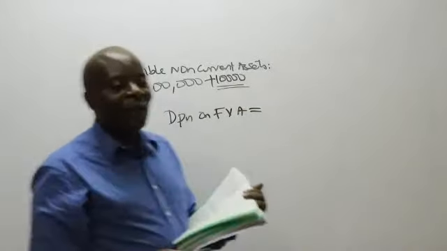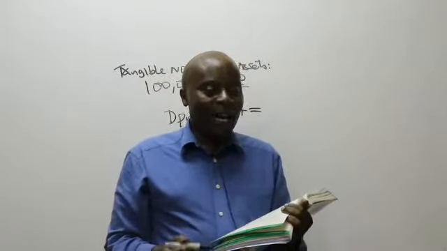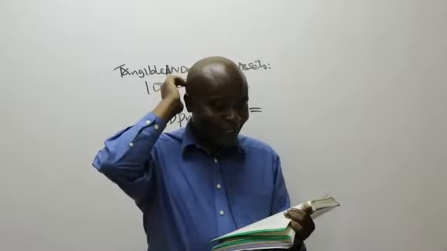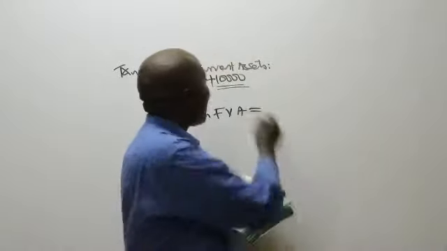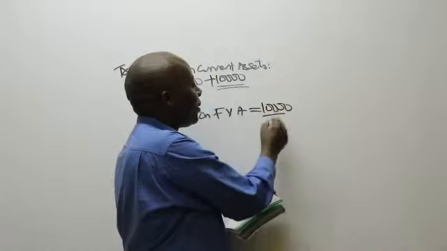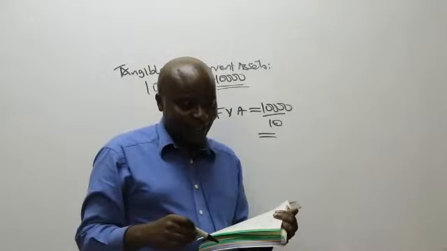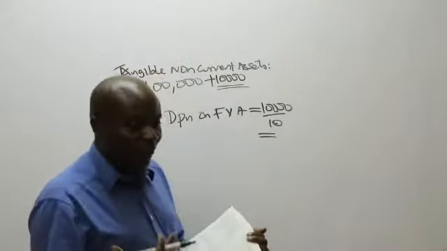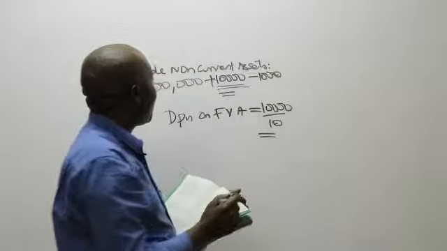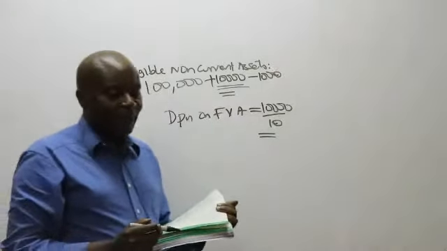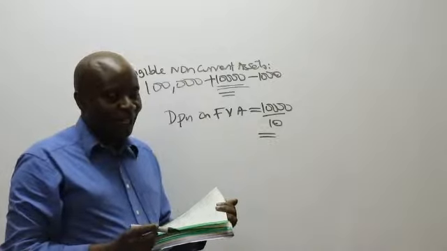Are you able to see the remaining useful life? Yes, 10 years. Remember, ours is straight line depreciation. So I take the 10,000 and divide by 10 years, which gives straight line depreciation of 1,000. These are reductions in value, so I say minus 1,000. So 100,000 plus 10,000 minus 1,000 will give me what figure?